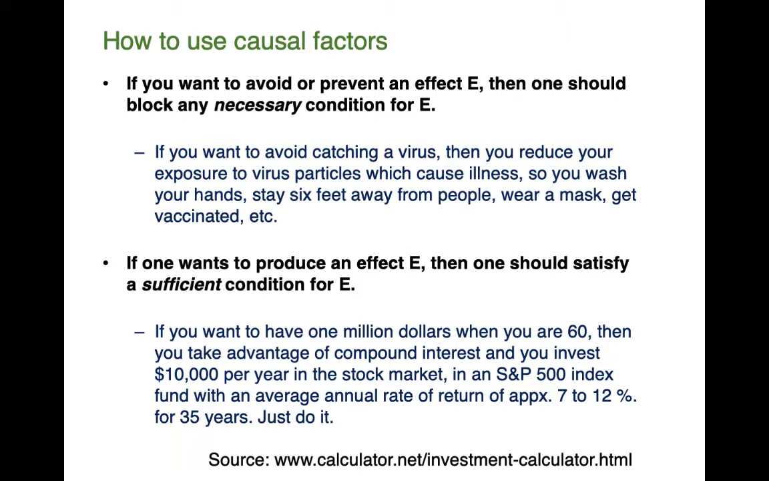If you want to produce an effect, then you should satisfy a sufficient condition for E, and there might be multiple conditions. For instance, if you want to have $1 million when you're 60 years old, then you take advantage of compound interest and you invest $10,000 per year in the stock market in an S&P 500 index fund with an average annual rate of return of approximately 7 to 12% for 35 years. This is the recipe for becoming a millionaire in 40, 45 years.